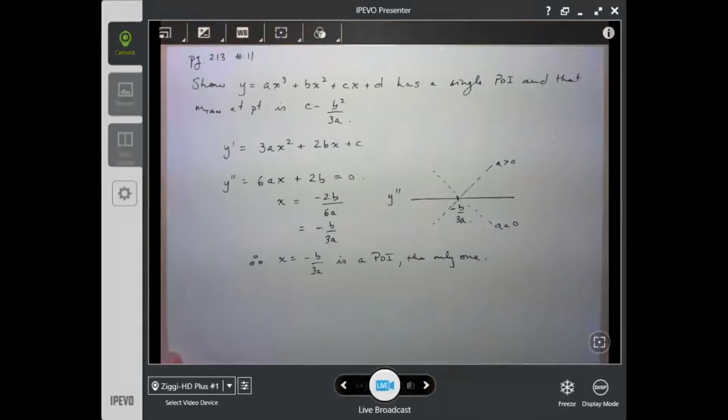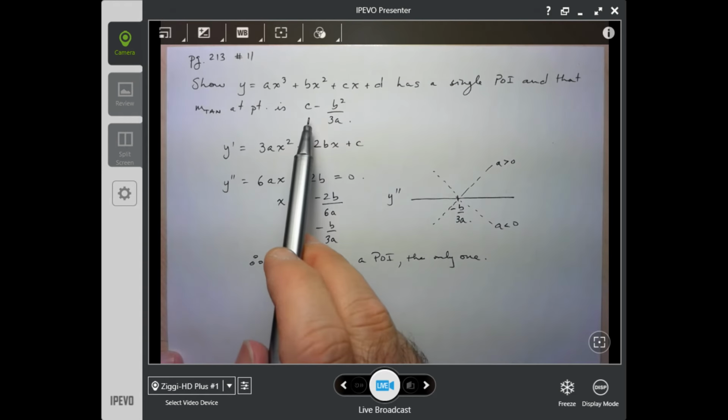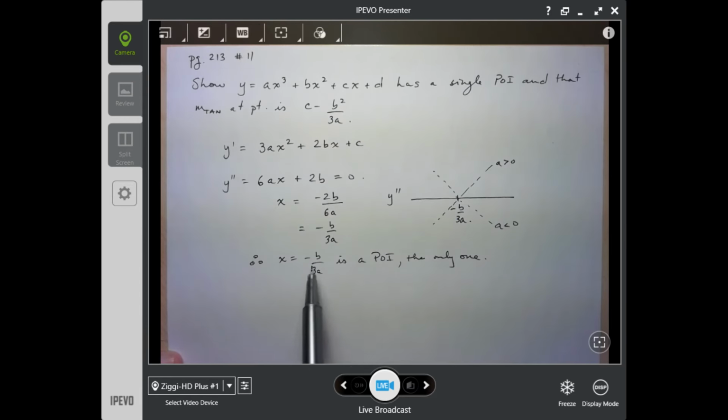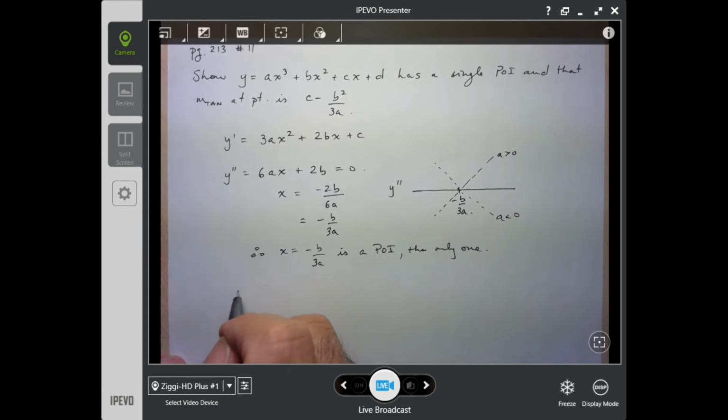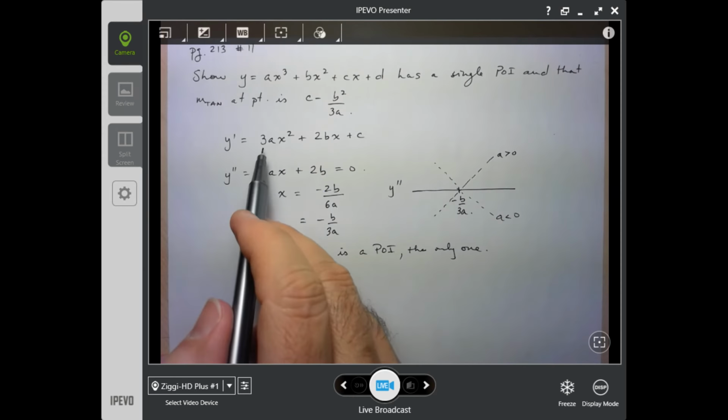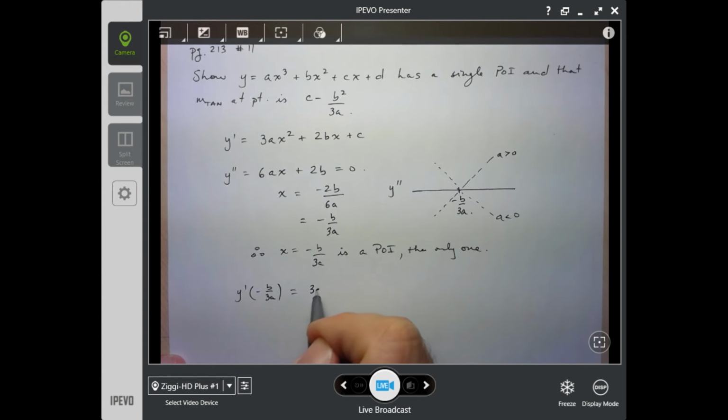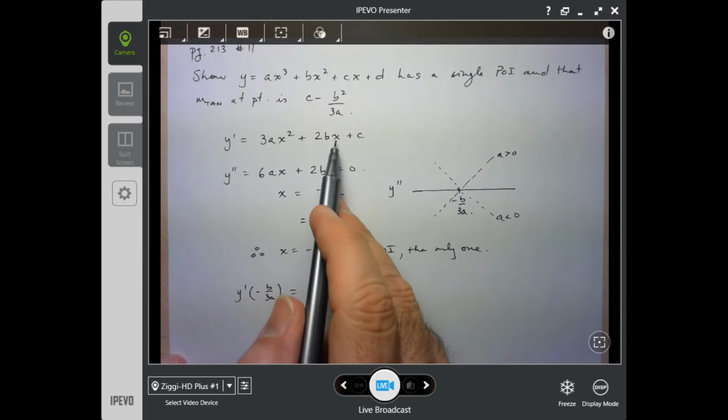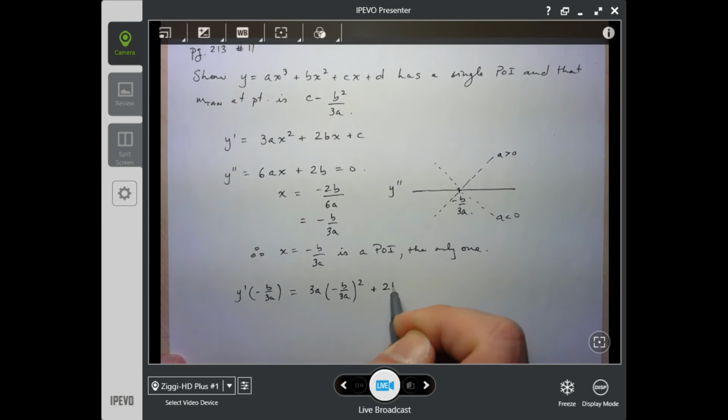All right, so now they want us to show that the value of the derivative at negative b over 3a is given by this expression here. So I'm just going to have to do some algebra and input this into our first derivative. So y prime at negative b over 3a is given by, so 3a times x squared. So 3a times negative b over 3a squared. And then plus 2b times x, plus 2b times that value, negative b over 3a, and then plus c.